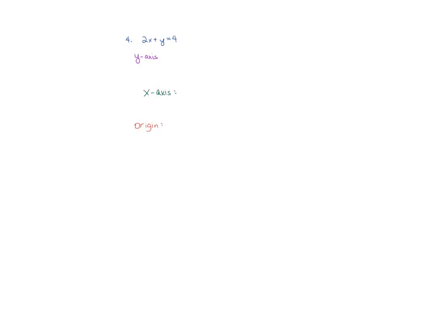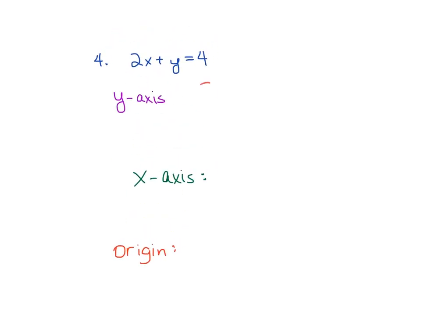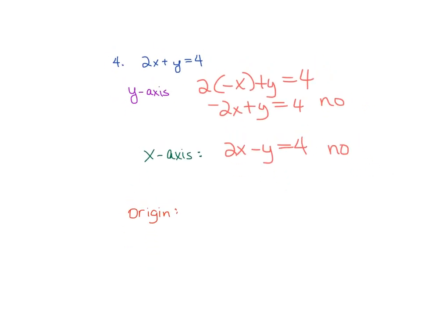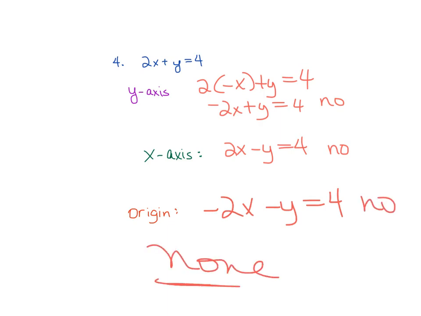Testing, same process, making x negative for the y test. So I get negative 2x plus y. It does not look like the same, so no. For the x test, make y negative. And again, it doesn't look like the beginning, so no. And then here, negative 2x minus y equals 4. Again, it doesn't look like it, so this is none. None of those go back to the original.